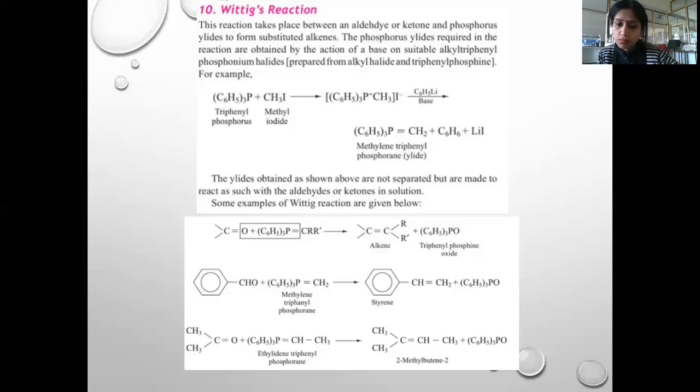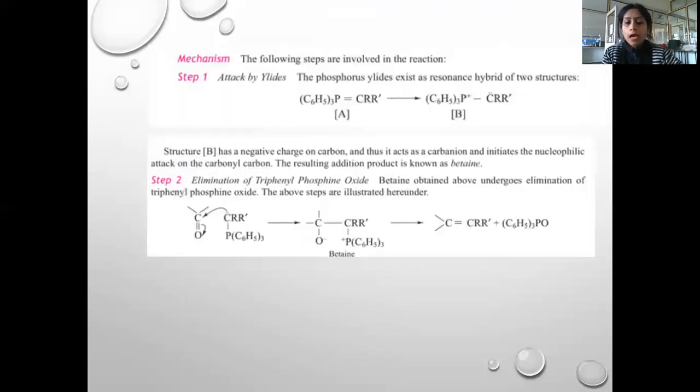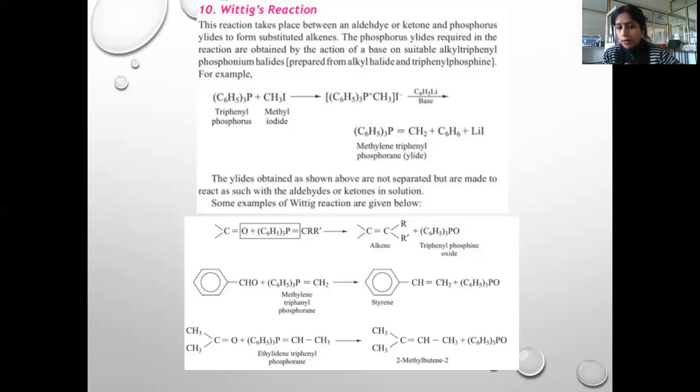It is a very famous polymer. And then similarly, acetone also reacts to give a substituted alkene. And the remaining byproduct is this phosphine oxide. So triphenyl phosphine oxide is formed.